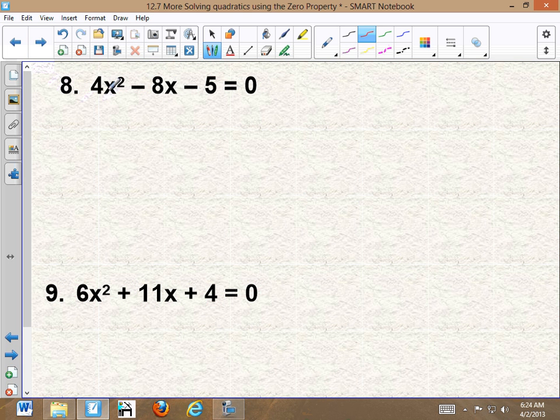Okay, number 8. There's nothing I can factor out. Yes, 4 will go into 8, but 4 won't go into 5, 6, 11, and 4. There's nothing I can factor out.